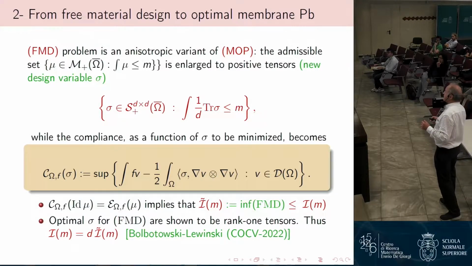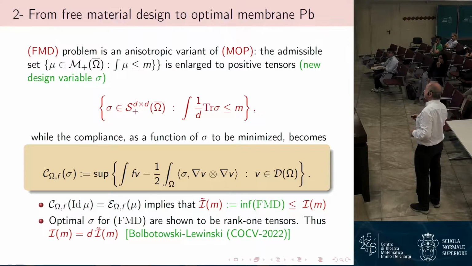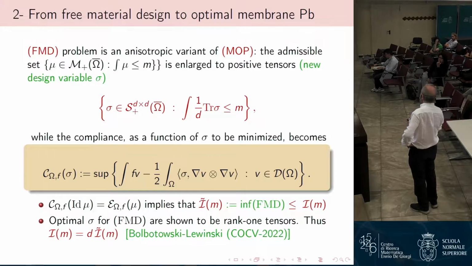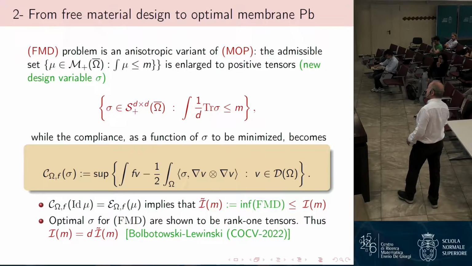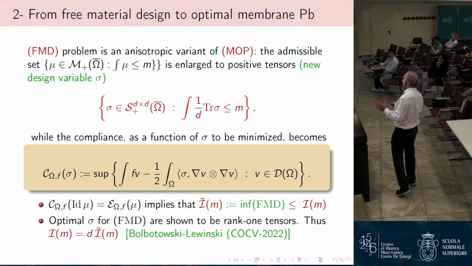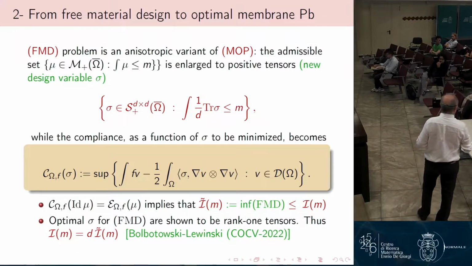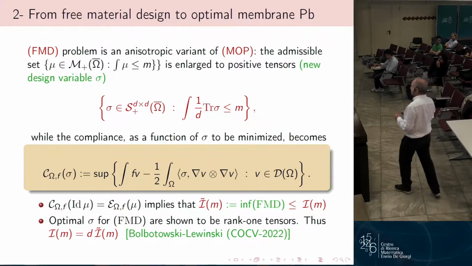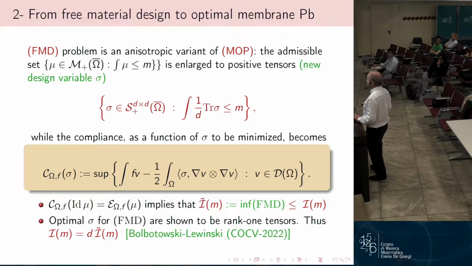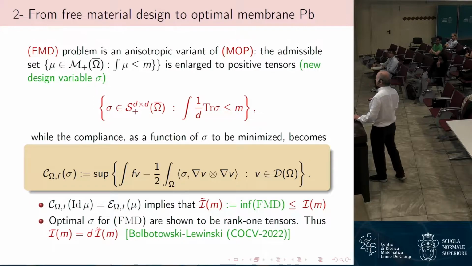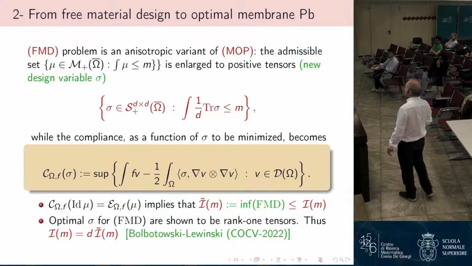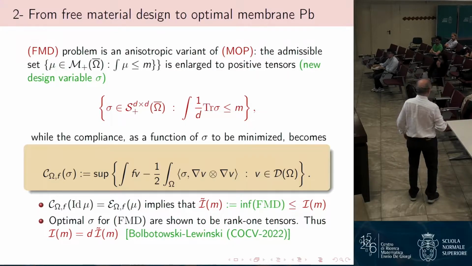Okay? Because I normalize the trace. So if you take sigma equal mu times the identity in dimension d, you obtain the integral of mu equal m. So it is the extension of the set of admissible measures, in the sense that you now have tensor valued measures. But the problems are very much linked, because you can show that when you optimize sigma with a constraint, you have a rank 1 tensor solution. So it is more or less the same.